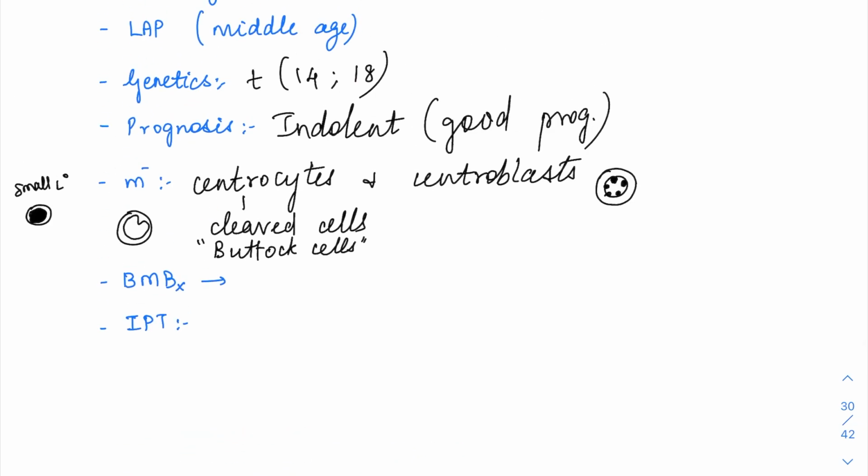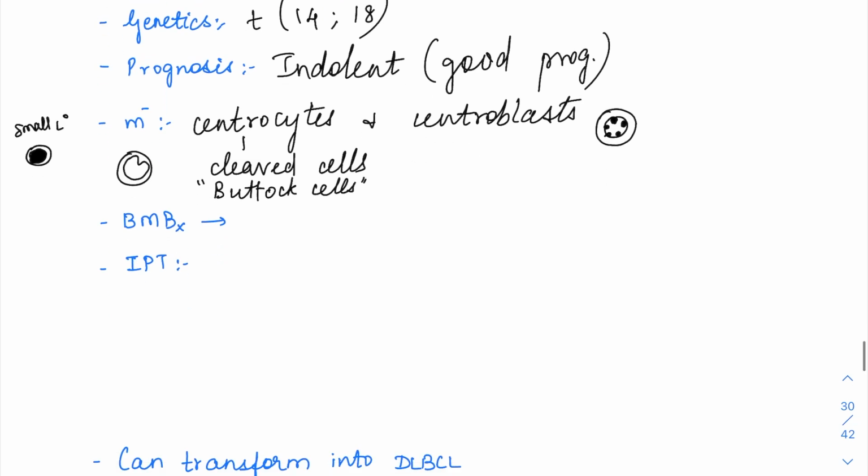In a lymph node in a follicular lymphoma, the architecture of the lymph node is going to be effaced by diffuse sheets of these centrocytes and centroblasts. Based on the proportion of the centrocytes and centroblasts, they further grade this lymphoma. We are not going to go into that much detail.